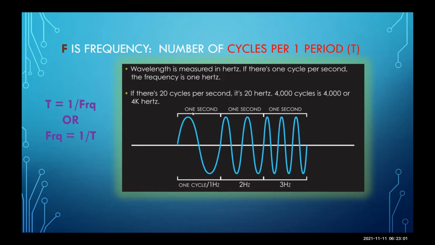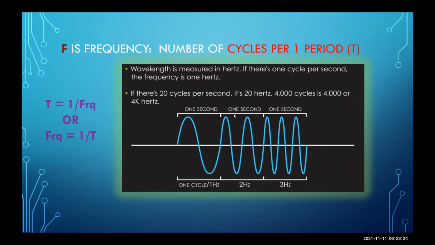So as you can see here, the first example shows 1 second. So the period is 1 second, right? In that 1 second, how many times this cycle repeats itself? It only repeats once, right? So the frequency is 1 hertz. Hertz is the metric for the frequency, right?